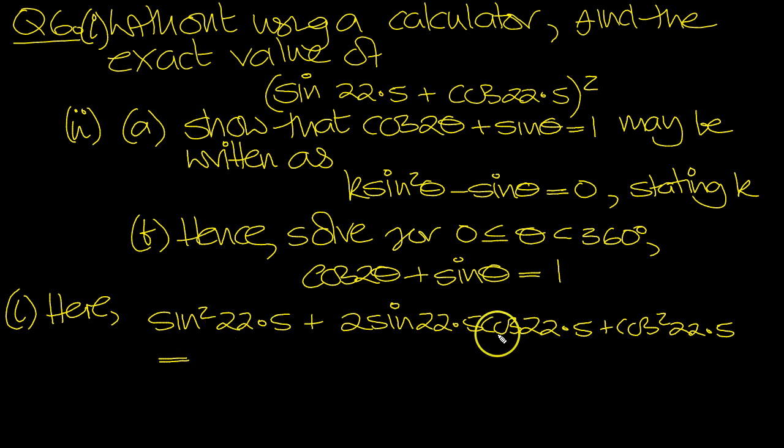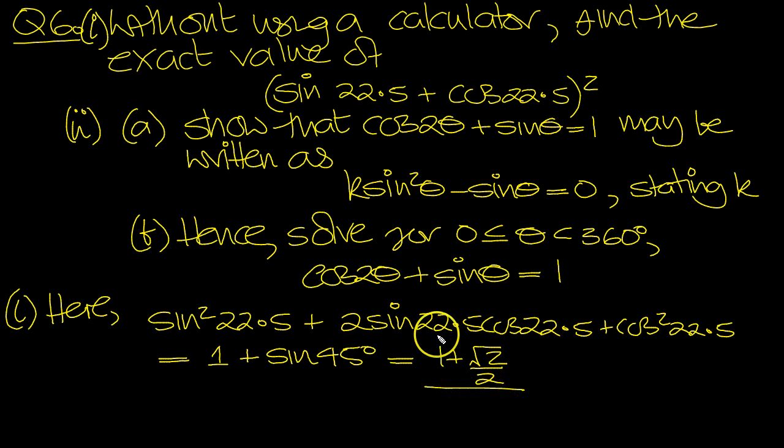Now sine squared plus cos squared is 1. And this is 2 sine cos, which is sine 2θ, isn't it? 2 times 22.5, so sine 45. So that's equal to 1 plus sine 45, which is root 2 over 2. And that's what we get then. That's the exact value.